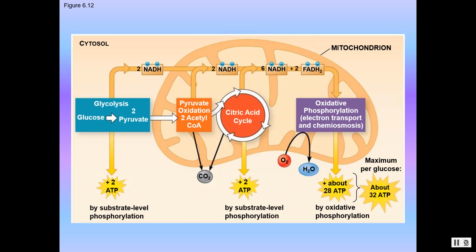And then everything else happens within or across the mitochondrial membrane. So understanding this is very, very important. What you would want to do is give yourself a quiz. Where is oxygen used? Oxygen is used in the oxidative phosphorylation step.